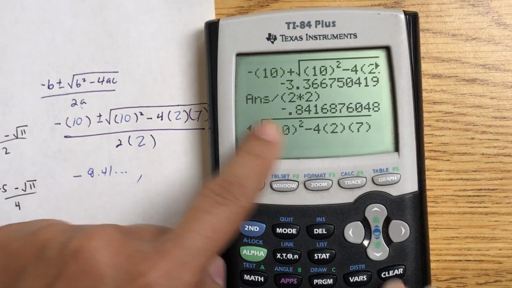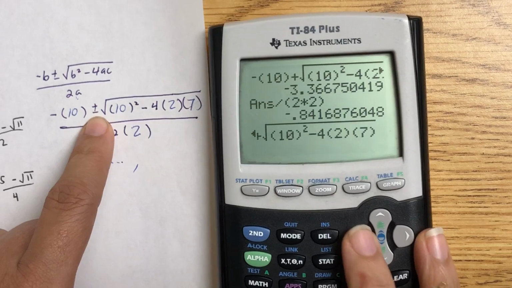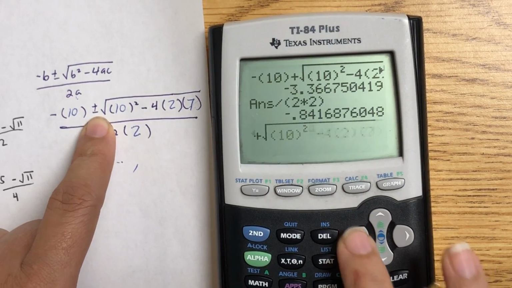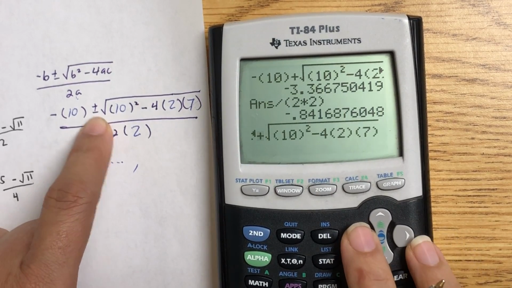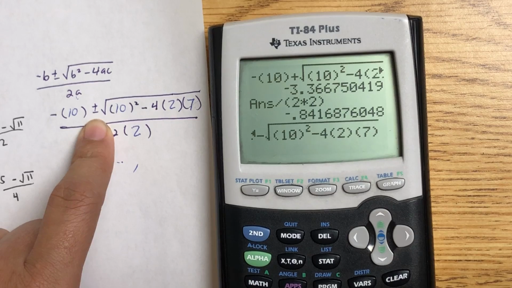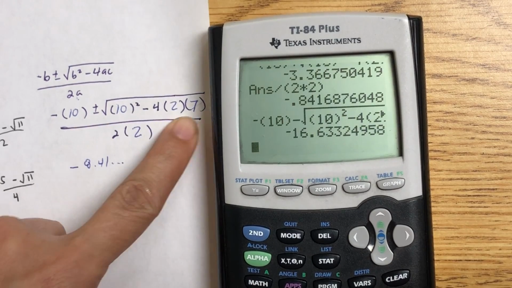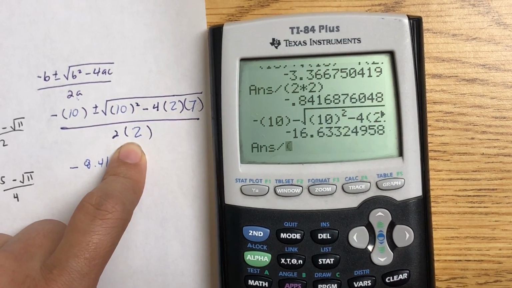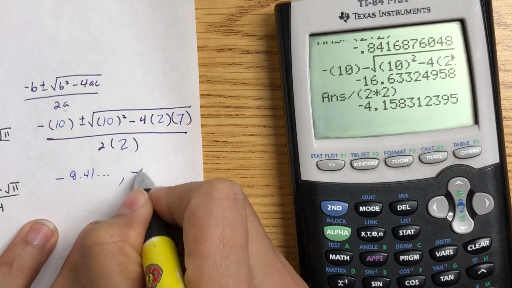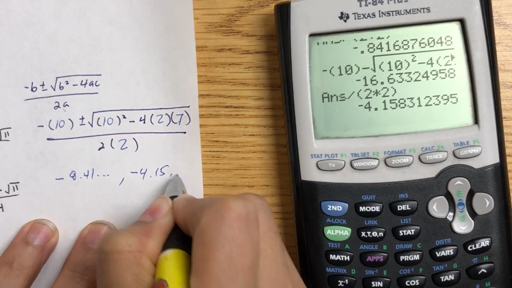And then my second answer, you go back up to this one using the up arrow, press enter, so it repeats it. And we're just going to go back outside and change that minus. So use my arrow right outside the square root, change that plus to a minus. Press enter. So that's the whole top divided by the bottom, which in parentheses is 2 times 2. So your second answer is negative 4.15, blah, blah, blah. Now you're just going to find that in the answers, okay?